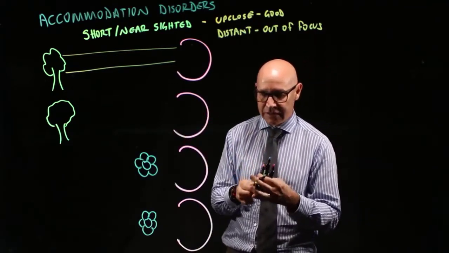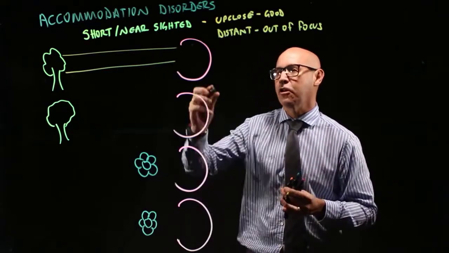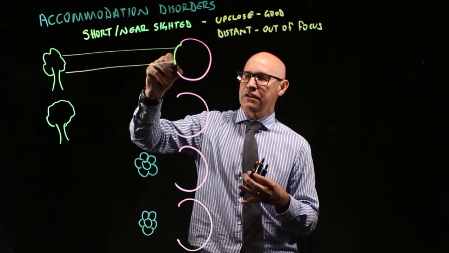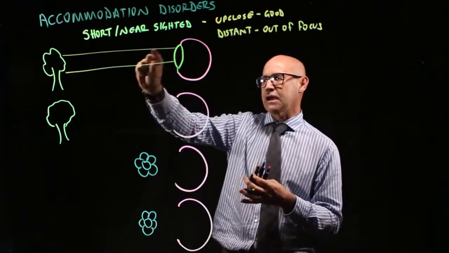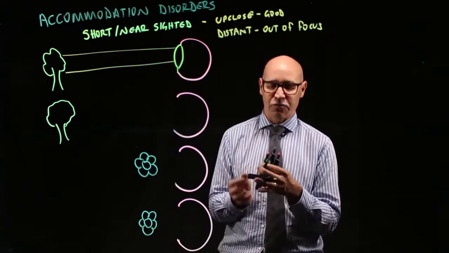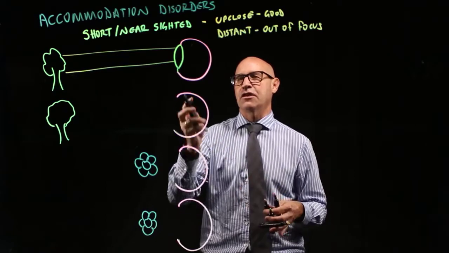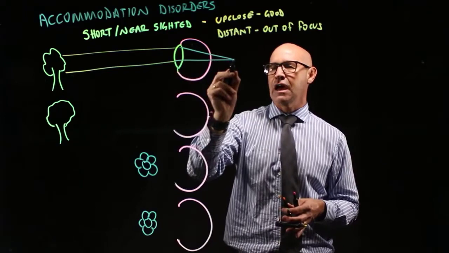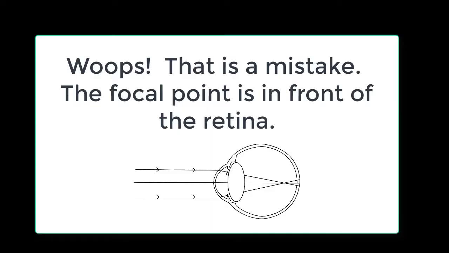Short-sightedness is generally a problem that younger people have, and it's because their lens is too thick. So the light rays are coming in parallel. They don't need to be bent very much to focus on the retina. Because the lens is too thick, the light gets bent too much by the lens, and so the focal point is behind the retina.